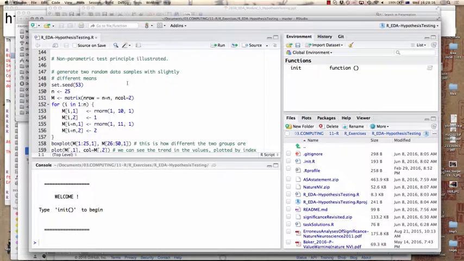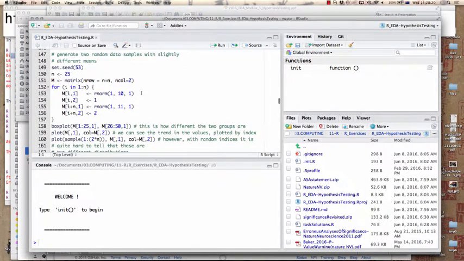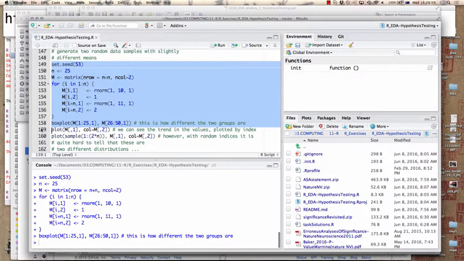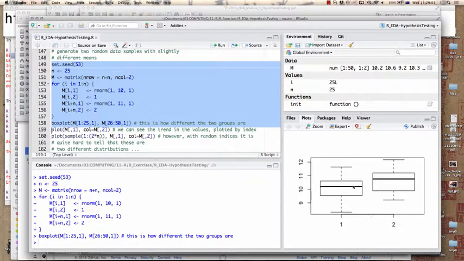So let's generate two random data samples with slightly different means. In this case, we defined 25 samples in the first data set and 25 samples in the second data set, and throw all that together. One set of samples we're going to draw from a normal distribution with a mean of 10, and one of the data sets we're going to draw from a normal distribution with a mean of 11. So not very different. And if we box plot them, here's where we see the distribution differences.